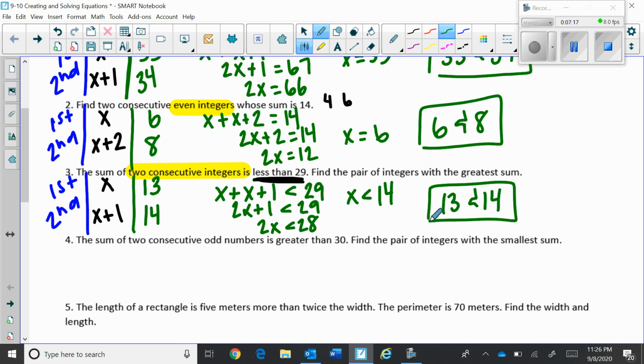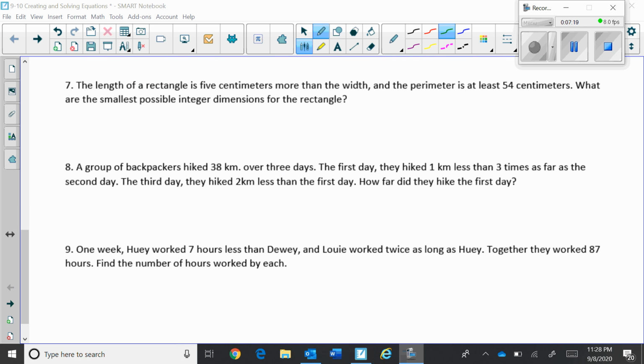All right, so let me see which other one we're going to do. All right, so let's look down at number 7. This will be the last one from this grouping.